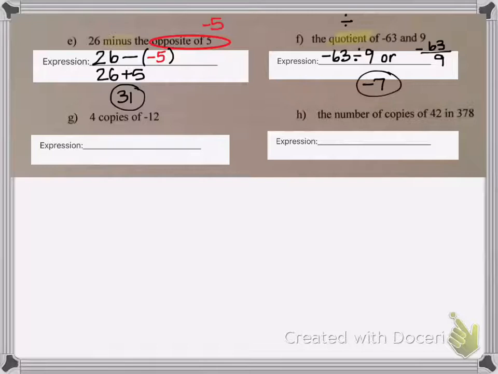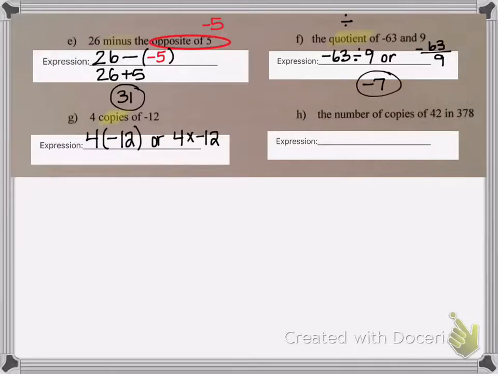Part G. 4 copies of negative 12. When we see copies in this case, it makes us think multiplication. So this is 4 times negative 12. You can write your multiplication using parentheses or the x for multiplication.